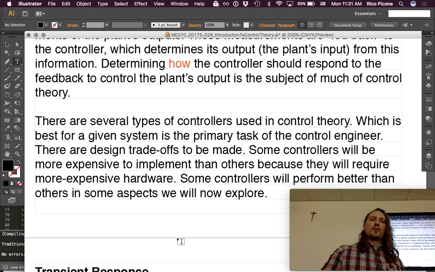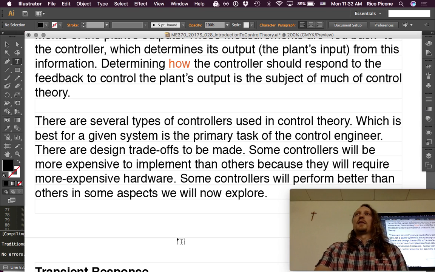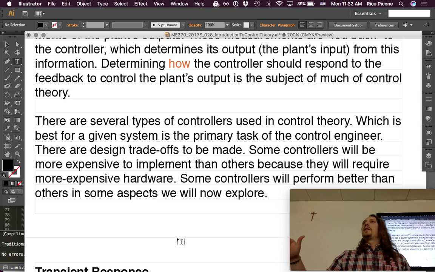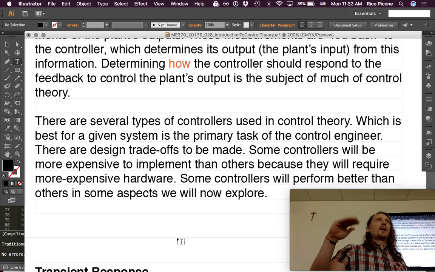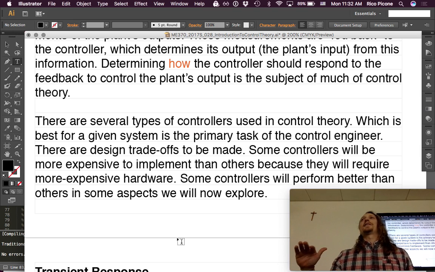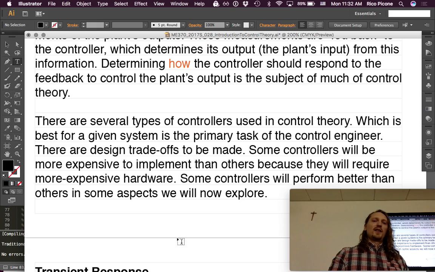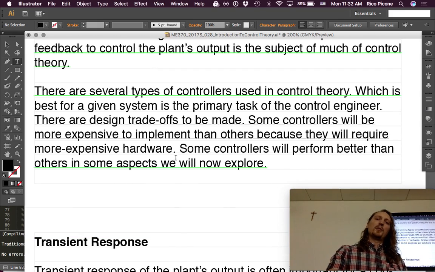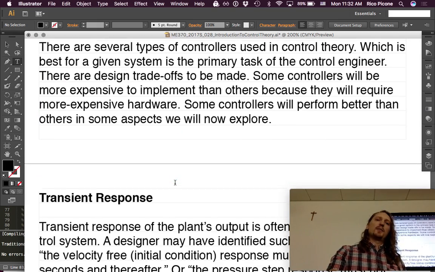Some controllers will be more expensive to implement than others because they will require more expensive hardware. You can control things really well, but you have to pay a lot of money to control things really well. So the key is to always, just like with other design tasks, accomplish the requirements, but just barely with minimal cost, right? Trying to be efficient about it. Some controllers will perform better than others in some aspects we will now explore.